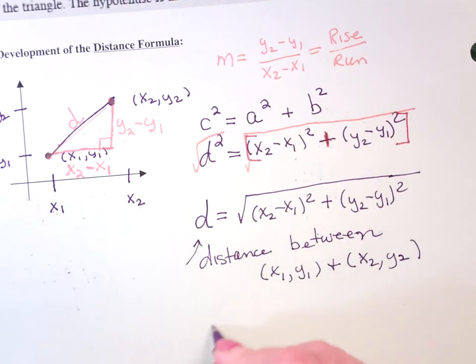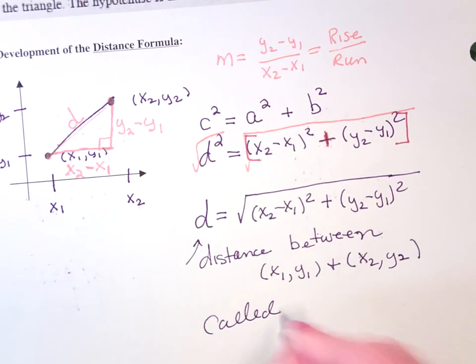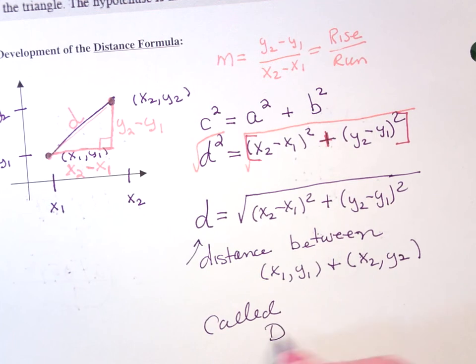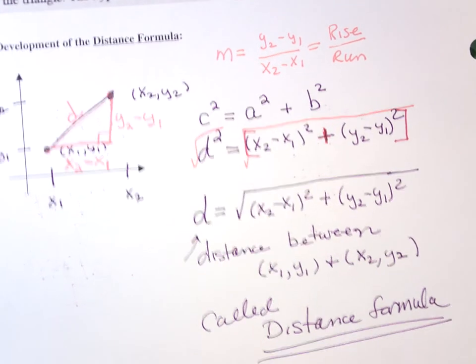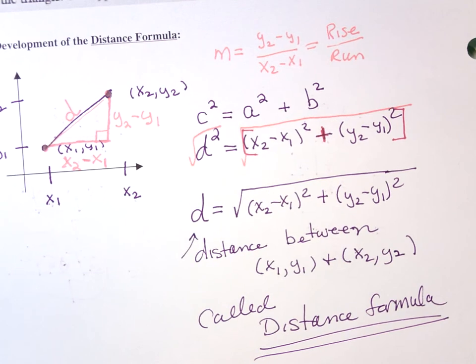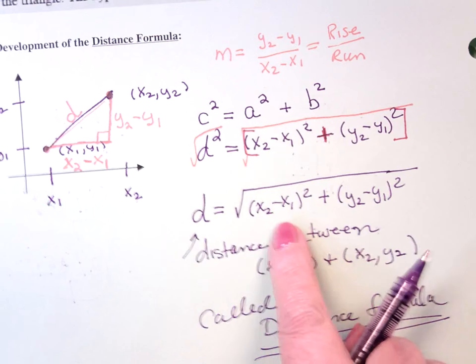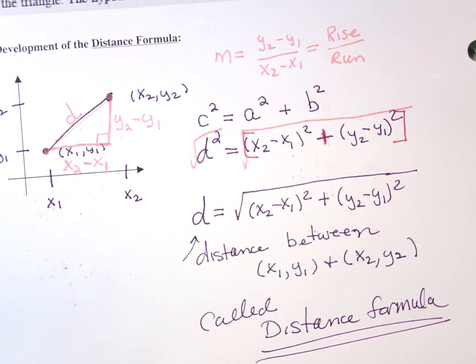And this is called the distance formula. That means if I have a formula, this guy becomes a plug and chug. If I know what the coordinate points are, I know what the distance is between the two coordinate points. It's a plug and chug.